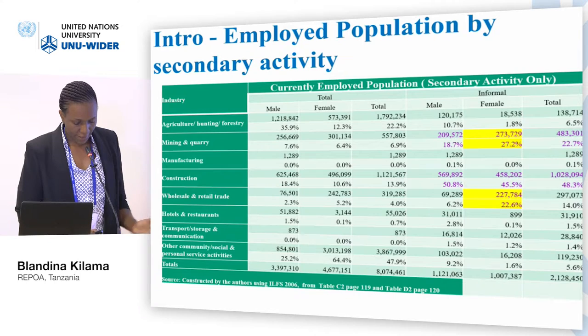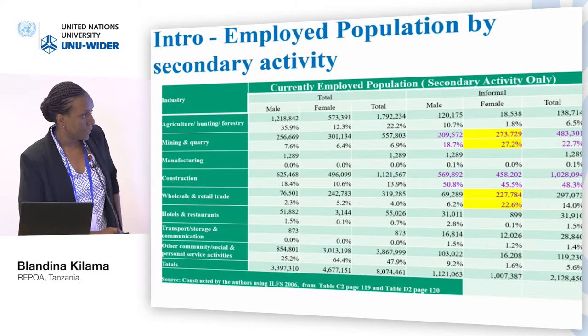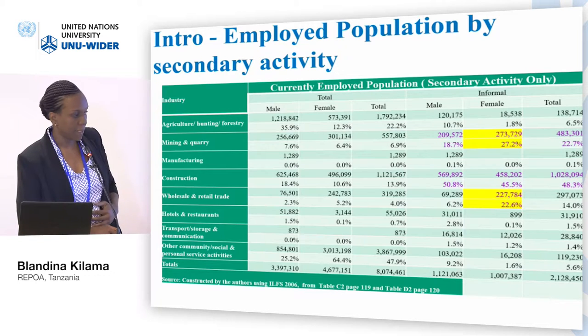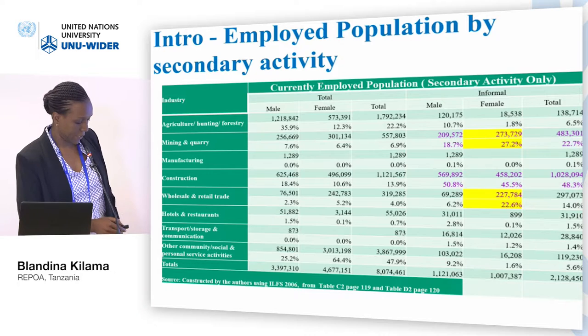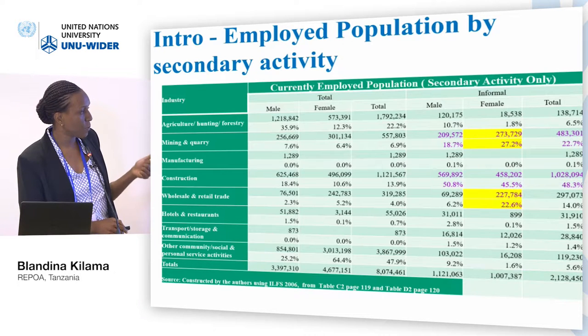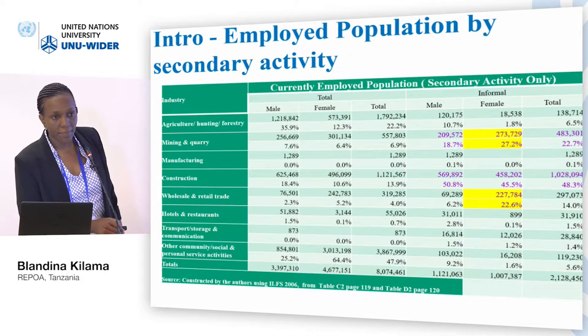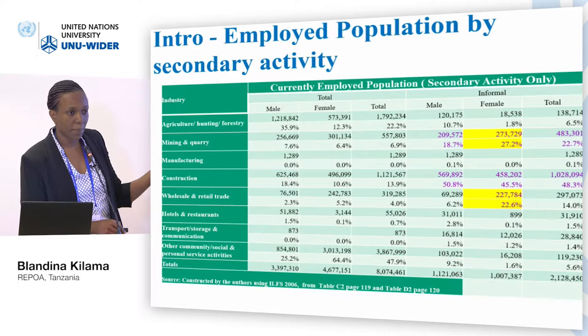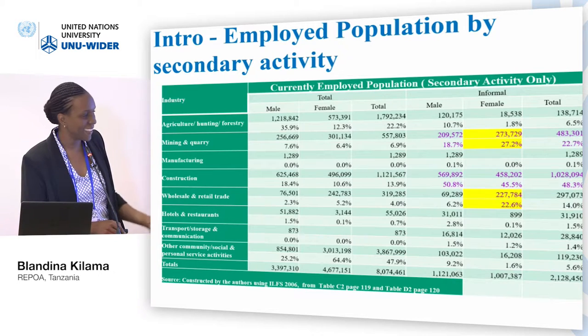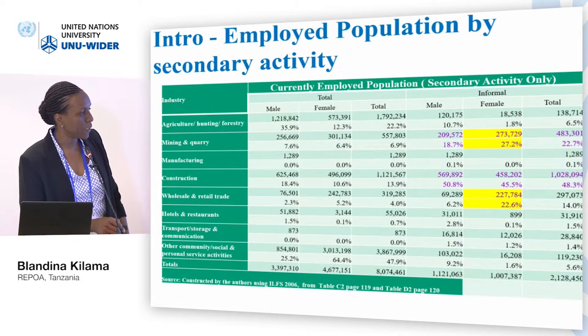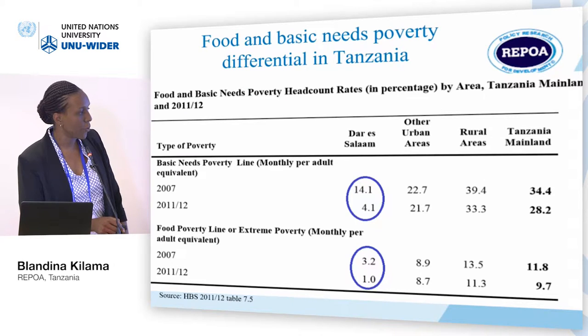Now, when we look at the poverty levels in Tanzania using the poverty headcount ratio, there are differences between urban and rural as presented here. But not only do we see the differences between urban and rural, but also between extreme poverty and basic need poverty. Dar es Salaam, this is where nearly everything happens. And then you see the differences between other urban areas and the rural areas.